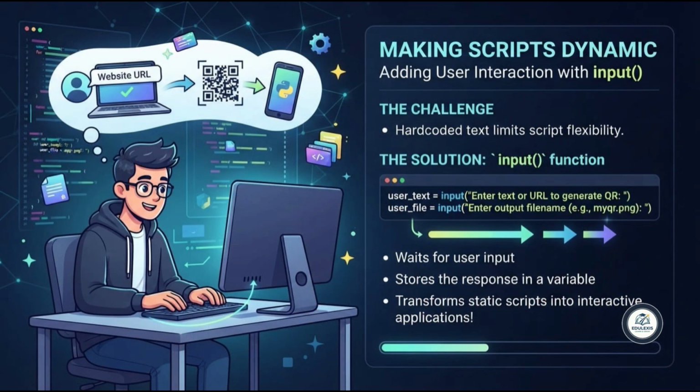To make our program interactive, let's replace hard-coded text with user input. We use Python's built-in input function. User_text equals input, enter text or URL to generate QR. Then we ask for the output file name. Now, whenever anyone runs our script, they can type whatever website or message they want on the fly. It transforms a static script into a dynamic application.